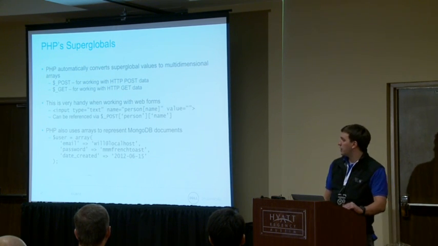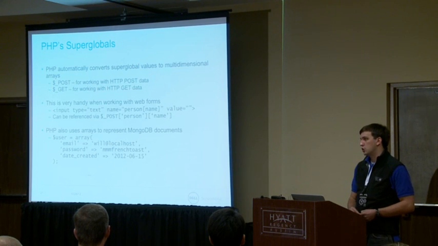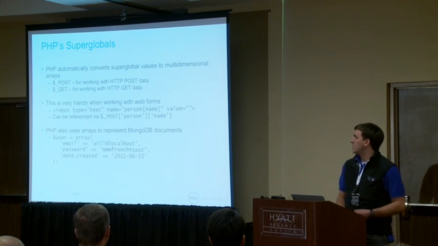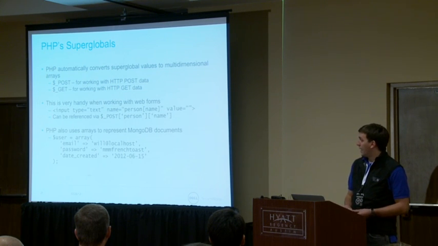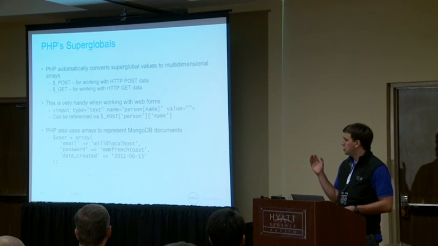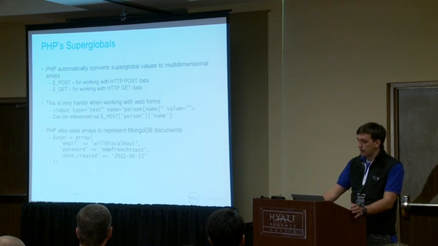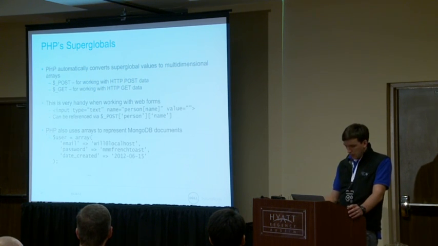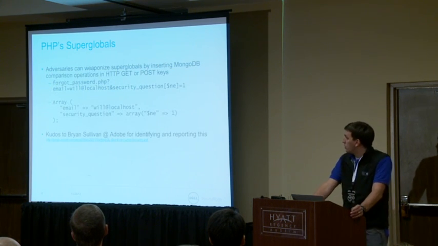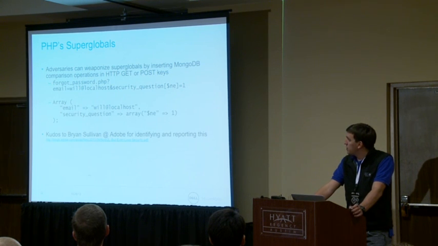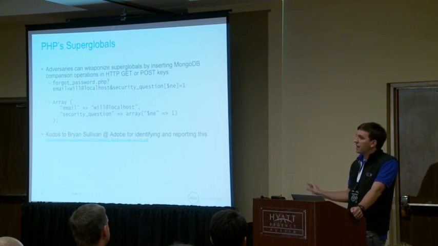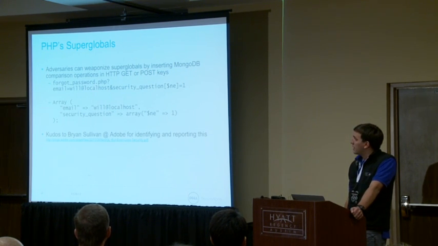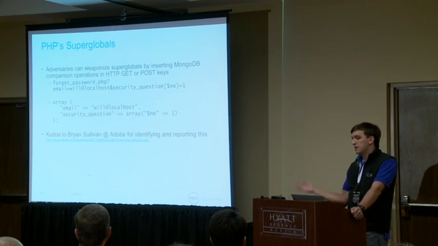Now, the specific issue here, though, is that PHP also uses multi-dimensional arrays to represent MongoDB documents. So if you're working with MongoDB, you're going to be creating these same arrays, and you're going to be sending these specific values to the database in order to query it. So we can weaponize superglobals by changing the post values and using it to create MongoDB comparison operators. So instead of simply going in and checking values, we have the ability to actually modify the intent of the query just by changing the name of a post value that we're submitting to a form.